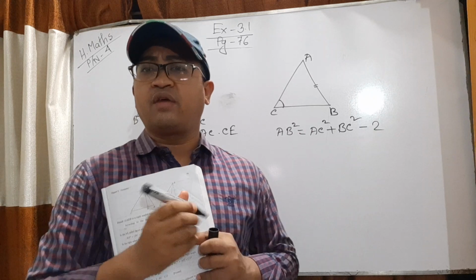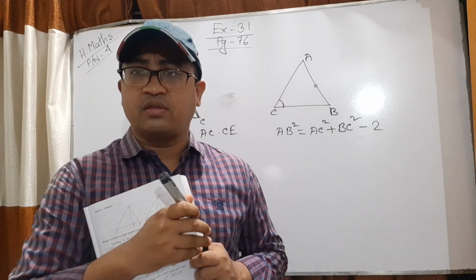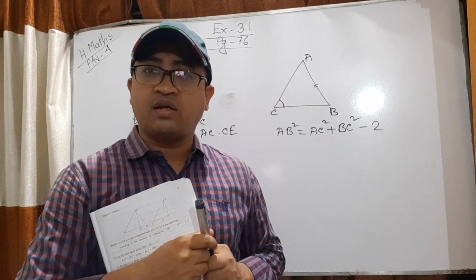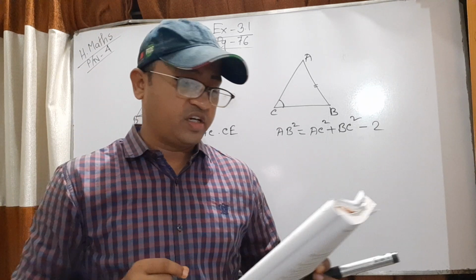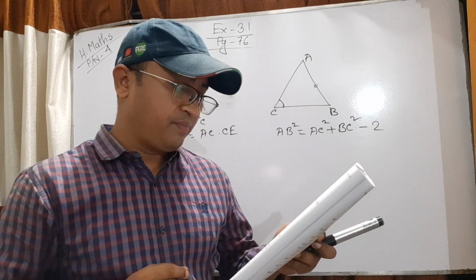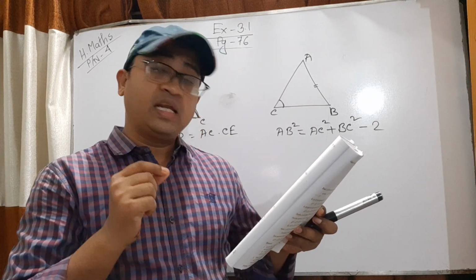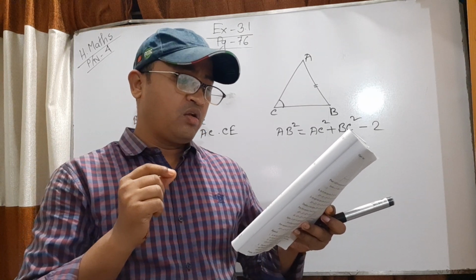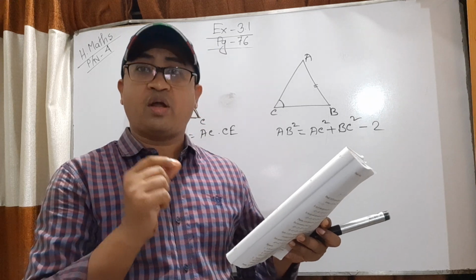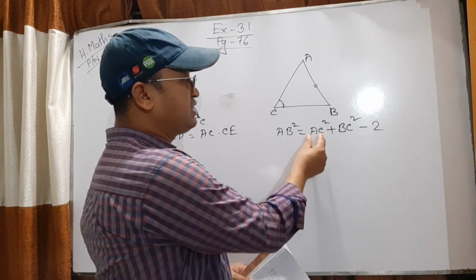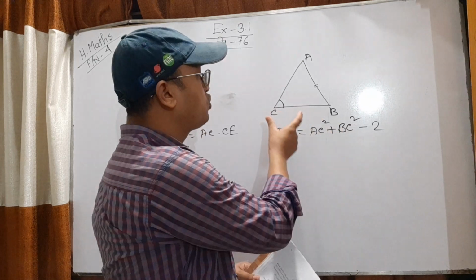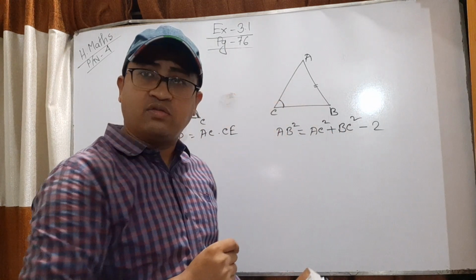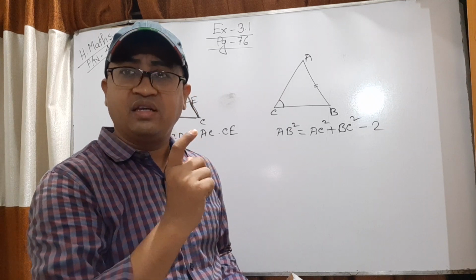We know the area of the rectangle is length into breadth. So which one is the length of the rectangle and which one will be the breadth? It is mentioned there. Look at the statement again: rectangle included by any one of the other sides. The other sides are AC and BC. One of the other sides, AC or BC. So we consider BC as the other side. BC is the length.